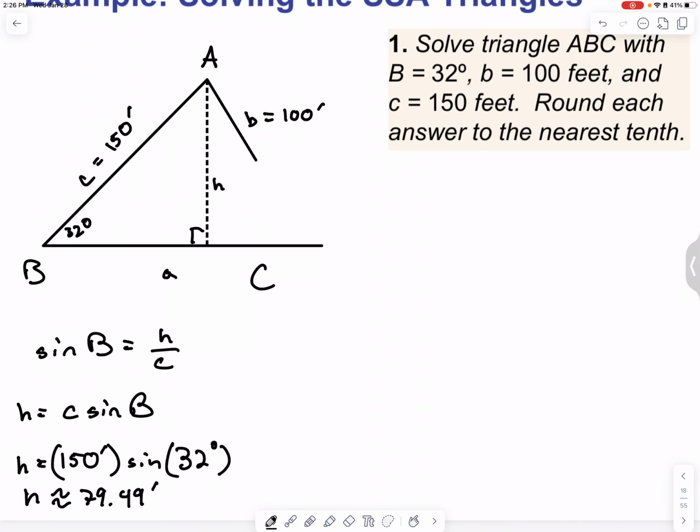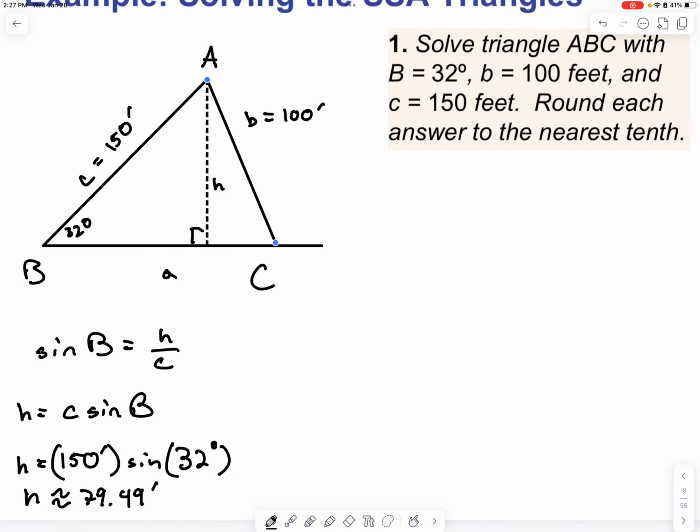Okay, so notice that H is about 80 feet, which is less than B, right? Is it more than the other one? No. So the height is 79, B is 100. So it could swing there. Is this the two cases? All right. So H, we got about 80. So we know this can connect there. Can it also connect here? This looks like it might be the two triangle case.